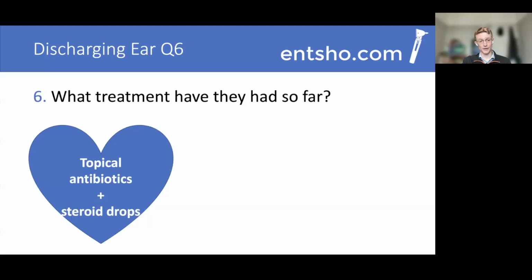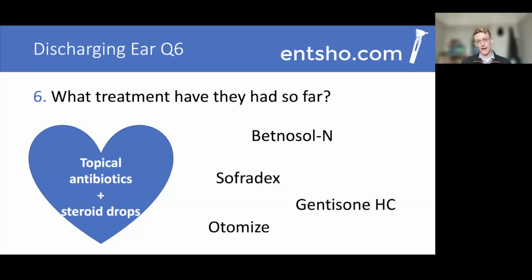So essentially, making sure they've had some topical antibiotic and steroid drops. A lot of times you get referred a patient who's just had oral antibiotics, which unsurprisingly haven't helped. So you want to make sure they've had a period of treatment with the right treatment. There's various brands available and not a lot of evidence to say which you should start with. You could see what your local centre does, but Optimize, Sofradex, Betnesol-N, and Gentisone HC are all good options.